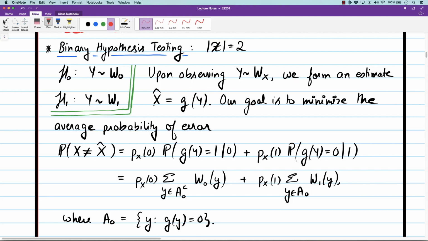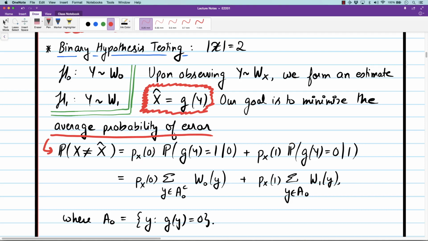So we can form an estimate x hat of the unknown x by looking at y. And how do we know that this is a good estimate? Well, we want to minimize the average probability of error. So how is this average probability of error defined? We want to minimize the probability that x is not equal to the x hat that you have formed. So what is this probability of error? Well, we can write it using the total probability formula. How does it go?